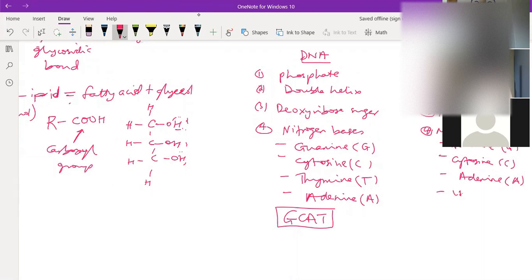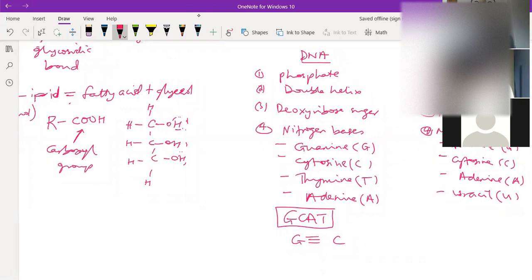Uracil. So U. Uracil replaces the thymine. So that's a difference. Uracil.